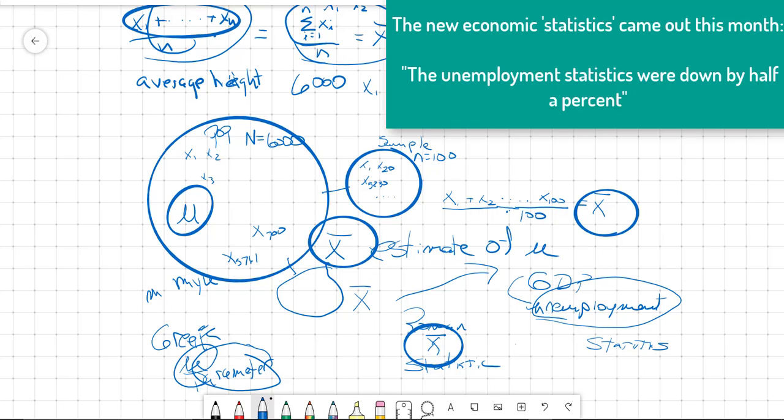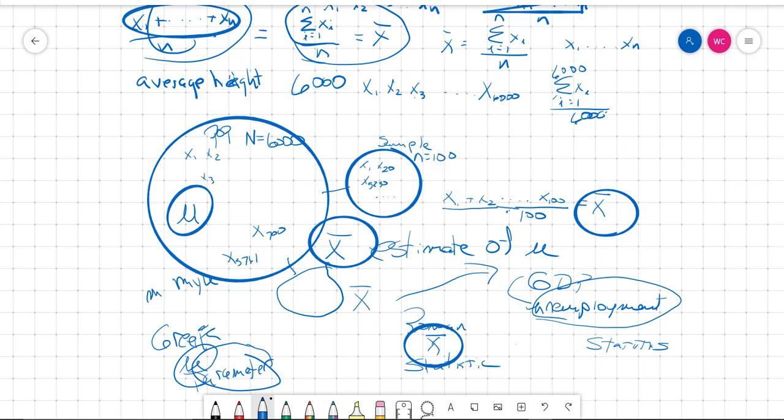You'll never hear it, but they say the new parameters for the economy came out this week, and unemployment parameter is 2% or something like that. No, you don't hear that. They never say that. And I think that we can assume that when they use the word statistic, they are using it correctly in the statistics sense, and that is that this means that it comes from a sample of the whole economy, not the actual population.